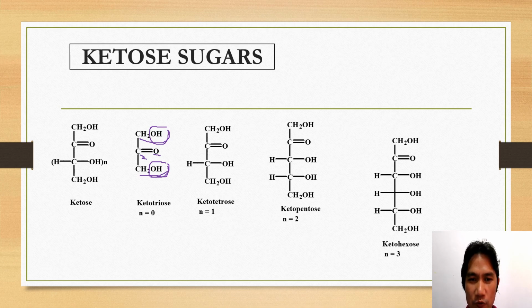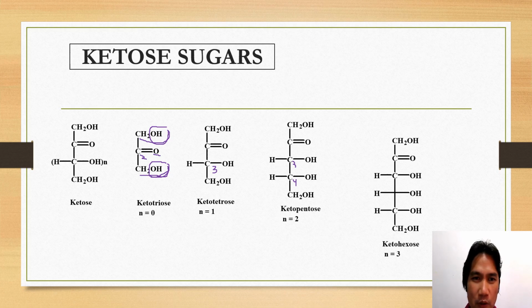A ketotetrose has only one chiral center, which is carbon number 3. So if we apply this formula, 2 raised to 1, there are 2 possible arrangements of molecules in a ketotetrose, which we can see in the next slide. Ketopentose has 2 chiral centers, carbon number 3 and carbon number 4.